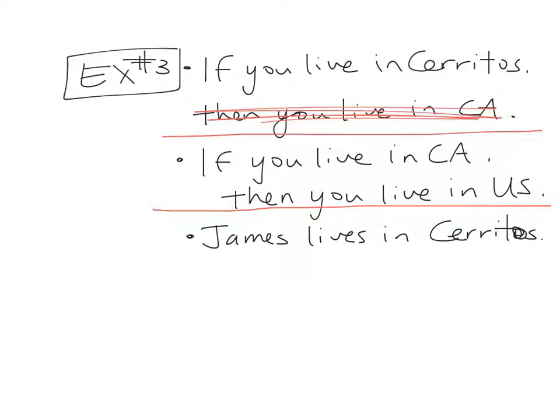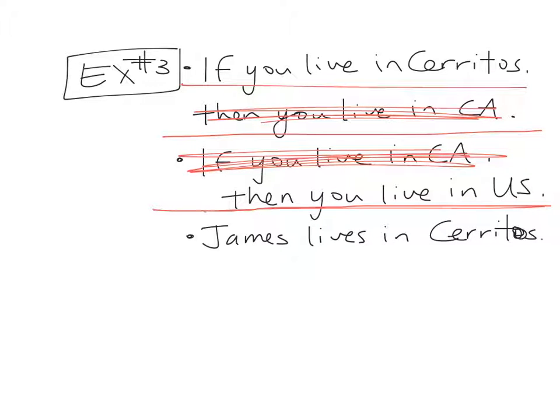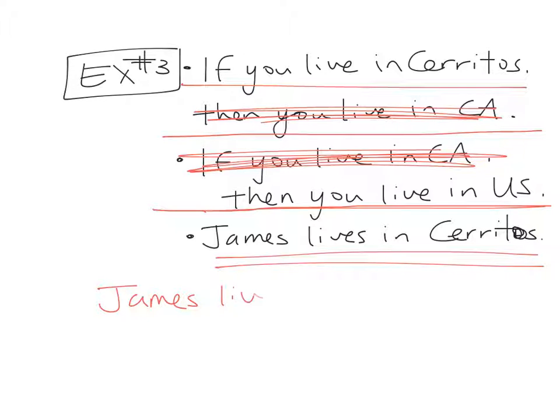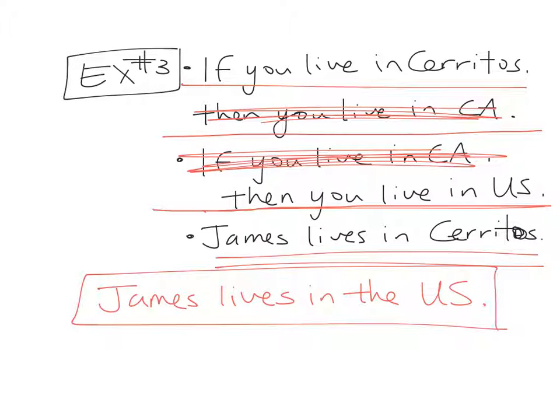Right, take out the California. Okay, so now we're saying if you live in Cerritos, then you live in the US. And I'm saying James lives in Cerritos. So you conclude James lives in the US. Okay. Any questions on that? So make sure to do syllogism first. Take out the two that are identical, and then you can do the law of detachment from that. All right.